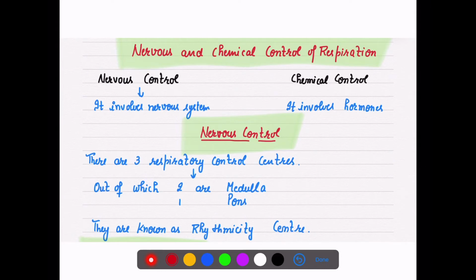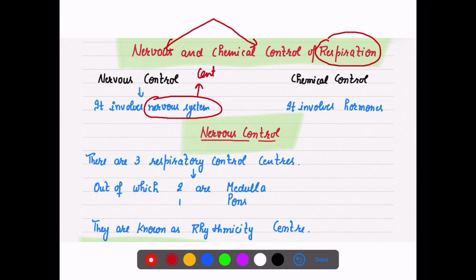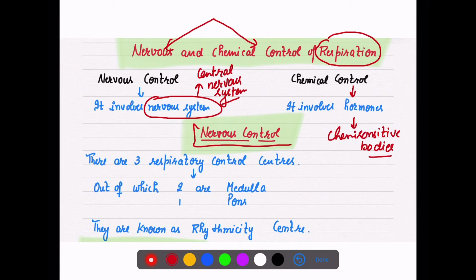Next is about the nervous and chemical control of respiration. If I say, respiration is controlled at two levels, nervous and chemical level. Nervous control, as you can see, involves the nervous system, and specifically the central nervous system, and chemical control means it is associated with the hormones or the chemosensitive bodies. So first we will talk about the nervous control.